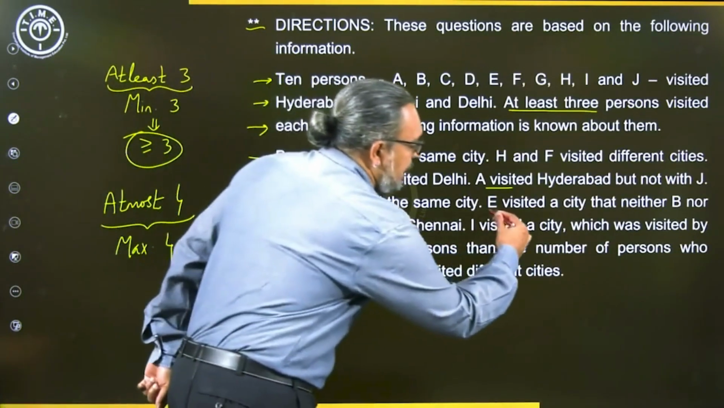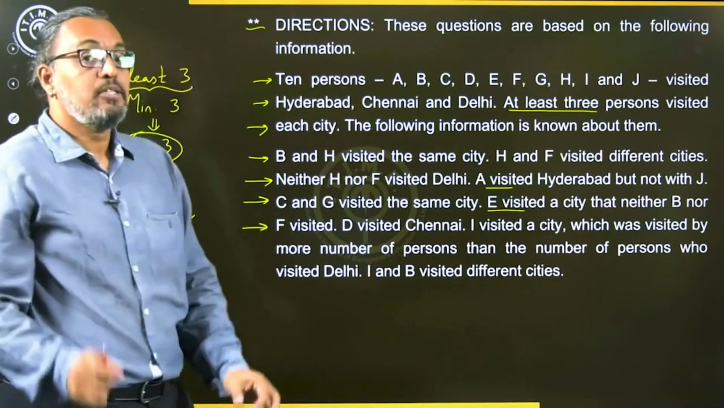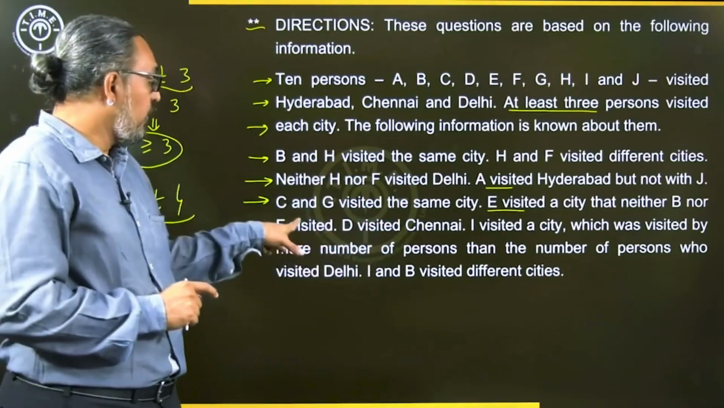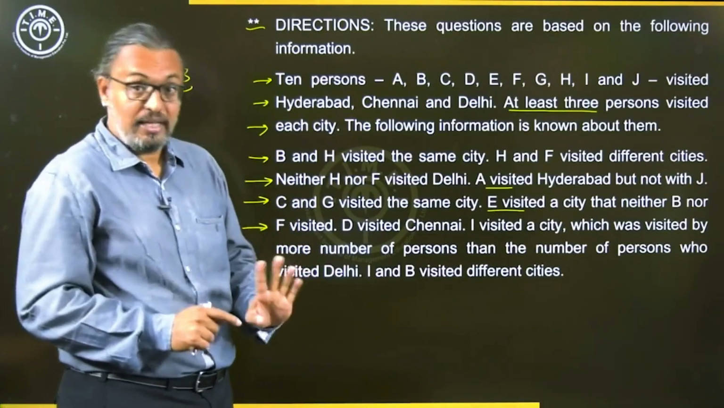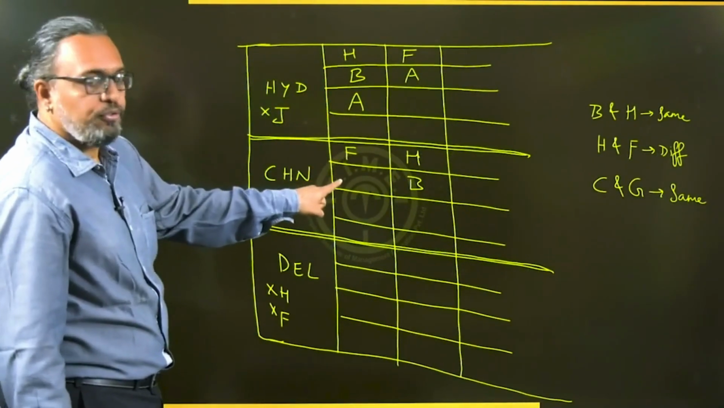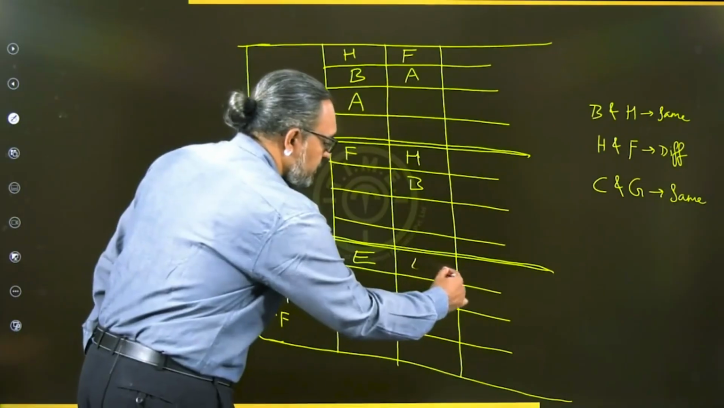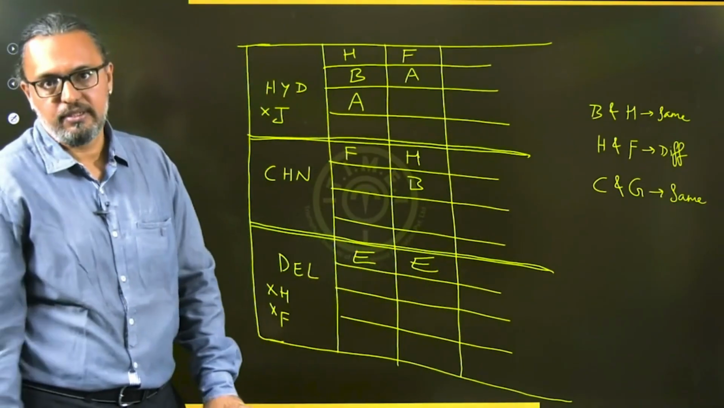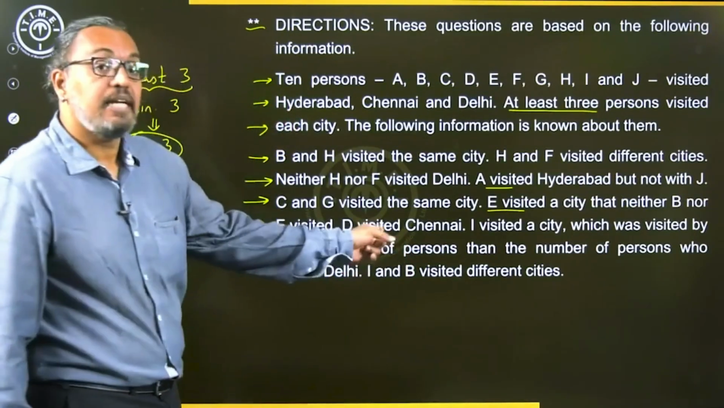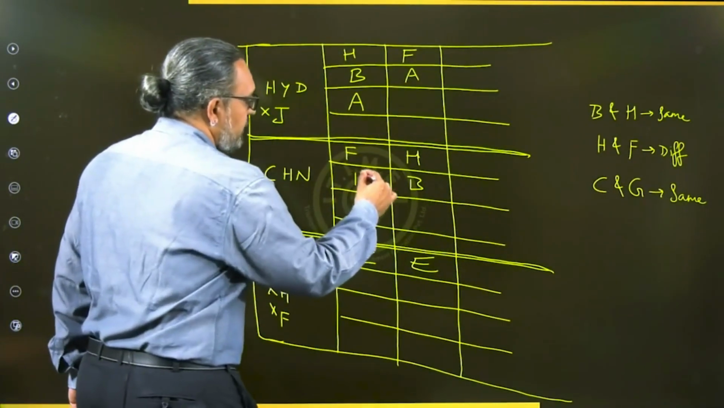Then further what he says: E visited a city that neither B nor F visited. So E has to visit a city which is not visited by B and not visited by F. That means E has to visit Delhi. Here also neither B nor F, so E has to visit Delhi. In both cases, E will be fixed here. Then further what he says: D visited Chennai. So that is directly given to us. So D is visiting Chennai.